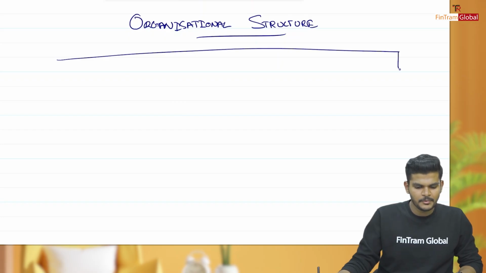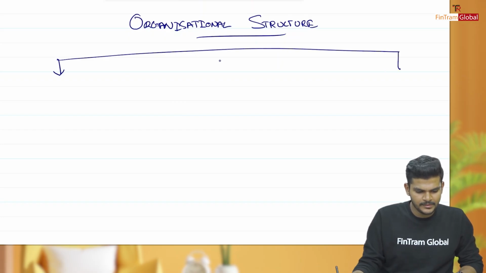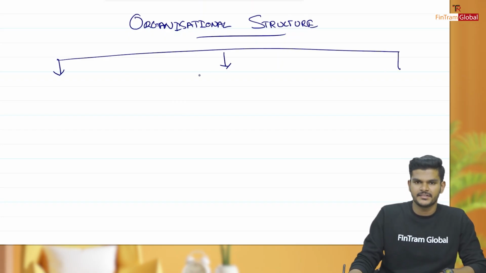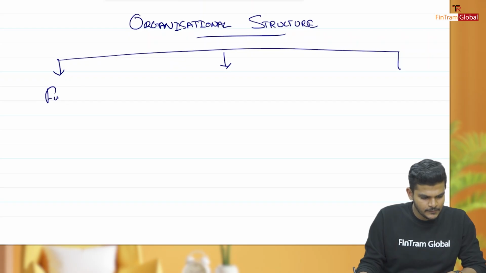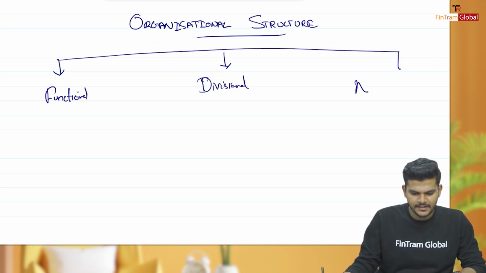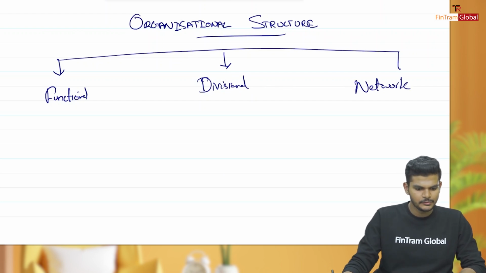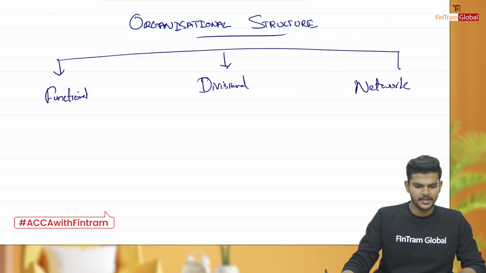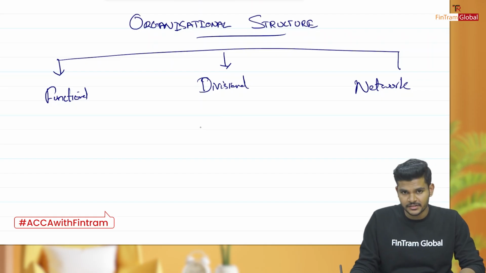So when we talk about organizational structure, we learned about three types of organizational structures, isn't it? There is the functional structure, there is the divisional structure, and then there's the network structure as well, right? So let's talk about each of these structures one by one. What is the idea behind a functional structure?